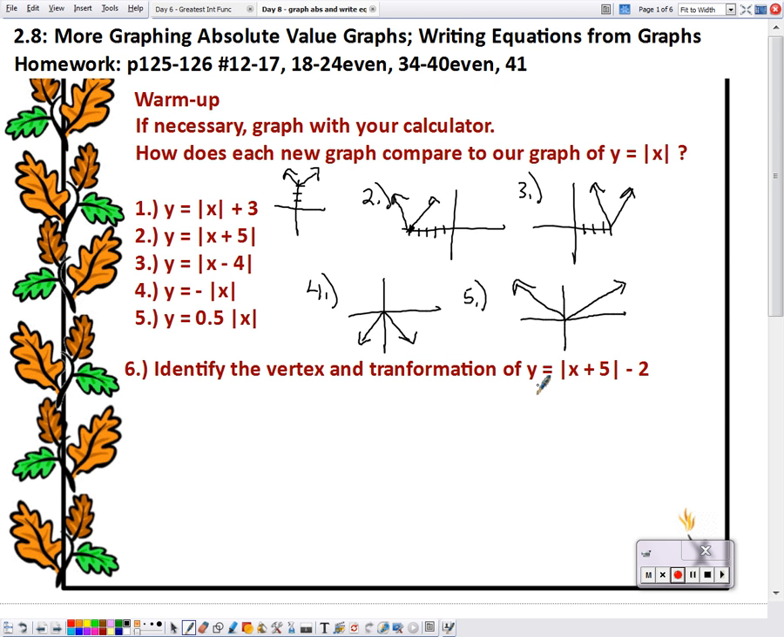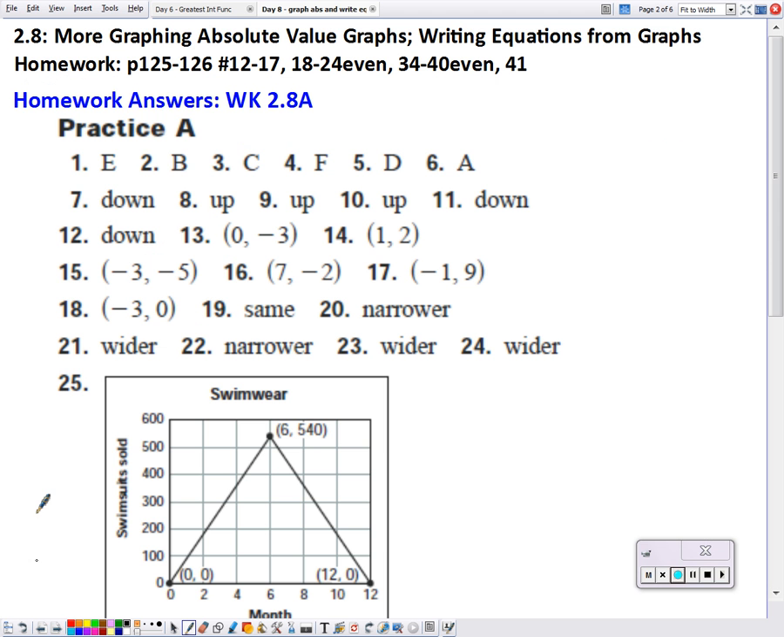Number 6 says identify the vertex and the transformation of y equals the absolute value of x plus 5 minus 2. Well, our vertex is going to be at negative 5, negative 2, and the transformation will be left 5, down 2. If you've completed worksheet 2.8a, here are the answers. Take a second and pause the video and check your answers.